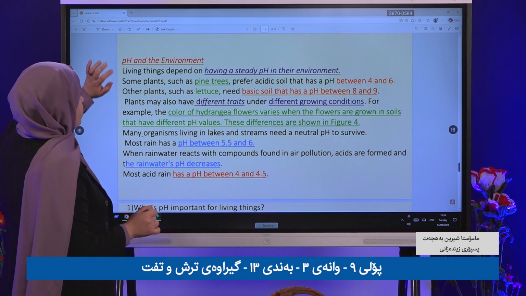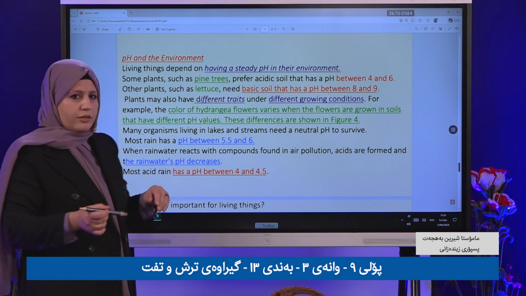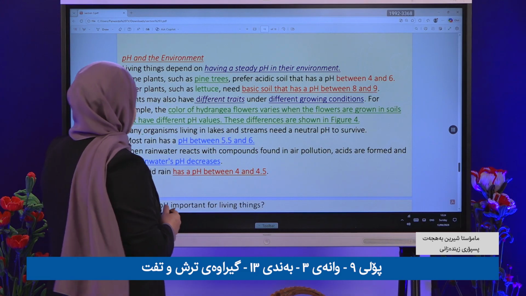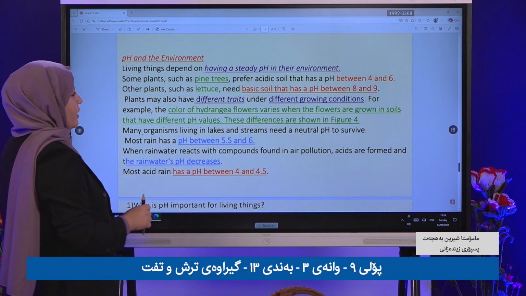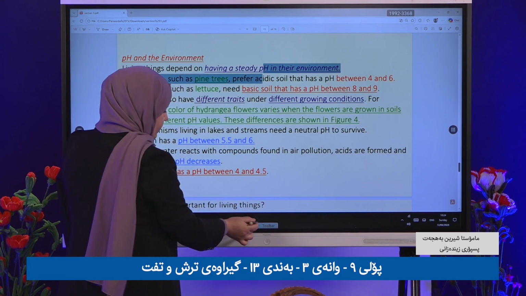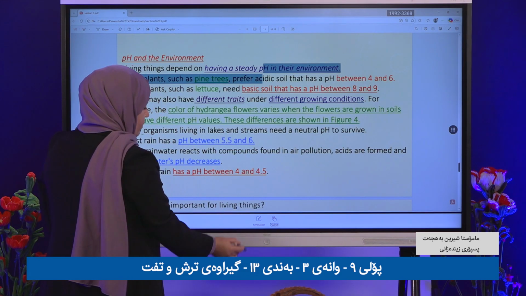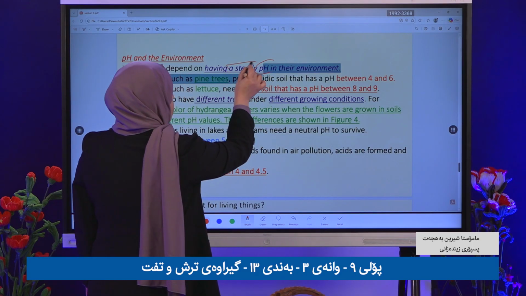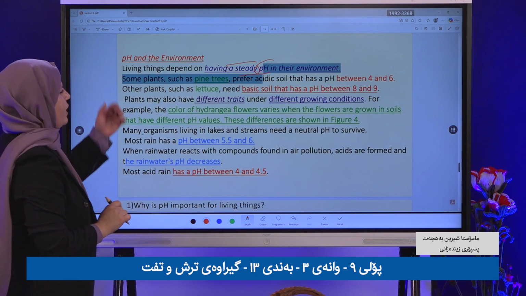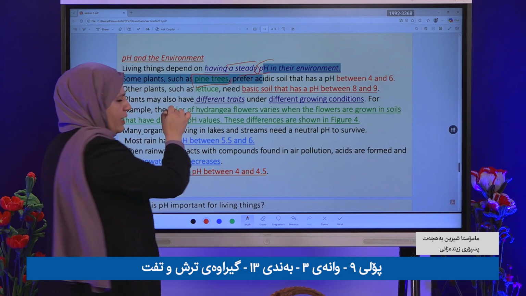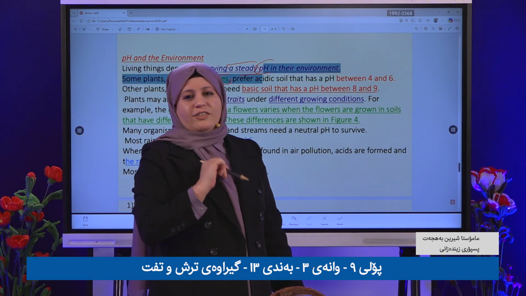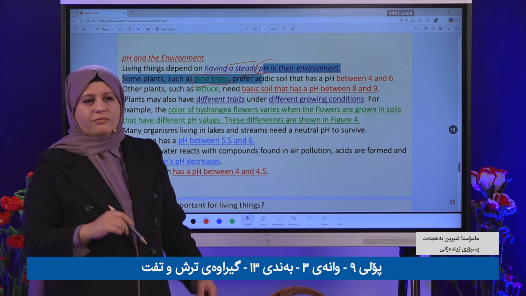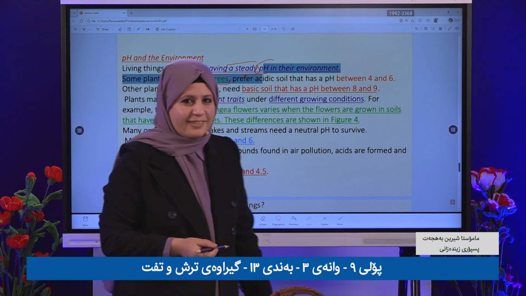pH and the environment. Why is pH important to know? Does it affect the environment? Of course. Let's know how. Living things depend on having steady pH in their environment, such as we have pine tree. Do you like pine tree? It's my favorite tree, okay, because every season it is green. That's why I really like this kind of tree.